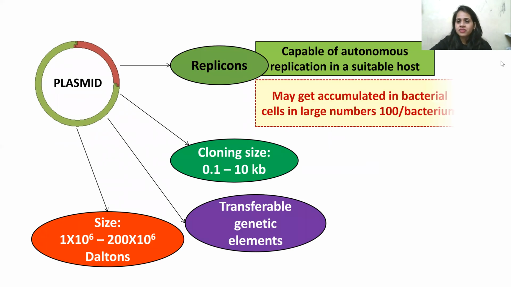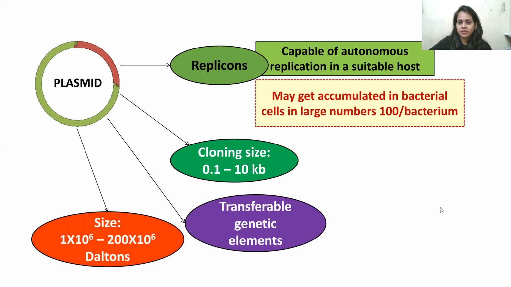So here they have a thing called replicons. Why are they called replicons? Because they are capable of autonomous replication in a suitable host. That is why you use plasmid, because they are able to replicate inside the host cell without any dependency. So they may get accumulated in bacterial cells in large number, like 100 per bacterium.